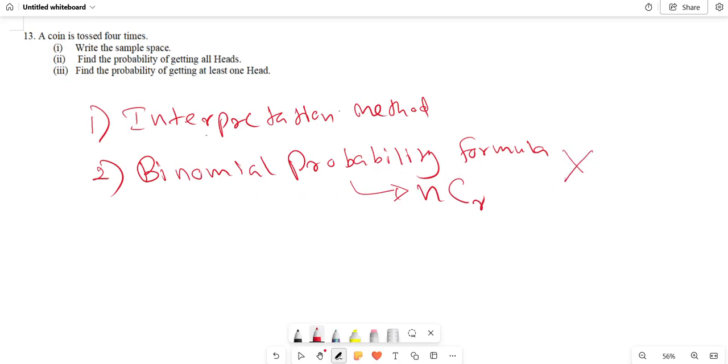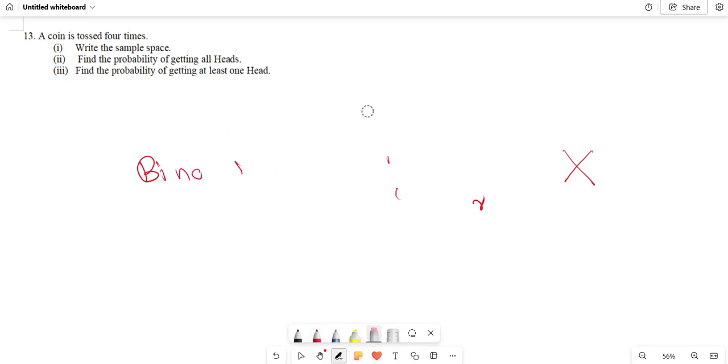I'll skip this method because I feel you guys get confused with it, and the interpretation method is pretty easy compared to the second method. If you want to know how to solve this problem using the binomial probability formula, just put a comment in the video, then I can explain how to do it with that method. Okay, so by skipping this method we will go to the first method, the interpretation method. We'll see how to do this one.